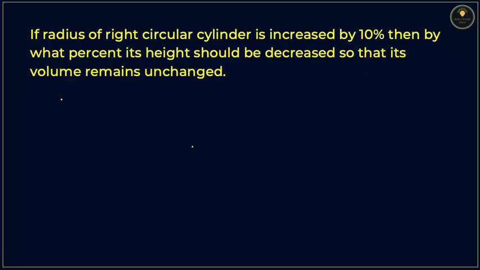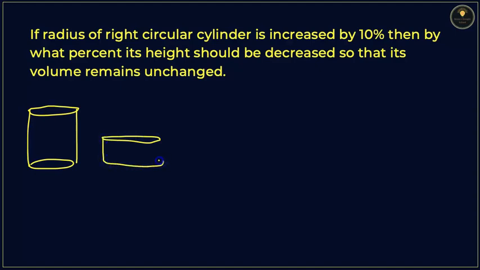If you can observe this problem, the radius of a right circular cylinder is increased by 10% and we have to discuss its height. For that, the volume remains unchanged. So we can draw the figure and you will get a figure like this. This is the first cylinder and this will be the final cylinder, in which the radius is increasing but the height is decreasing.